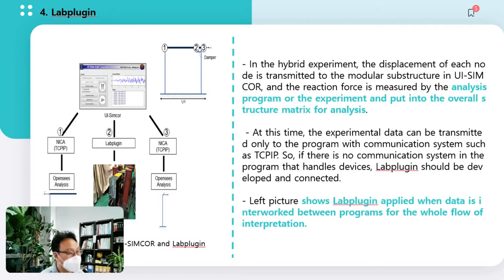Figure 9 shows the LabPlug-in flow when data interacts between programs for the entire interpretation flow. When performing a hybrid experiment, LabPlug-in receives displacement data from UI SimCore or TCP/IP, moves the actuator by that displacement to measure the displacement and load value of the actuator, and sends them to UI SimCore to interpret the experiment data.